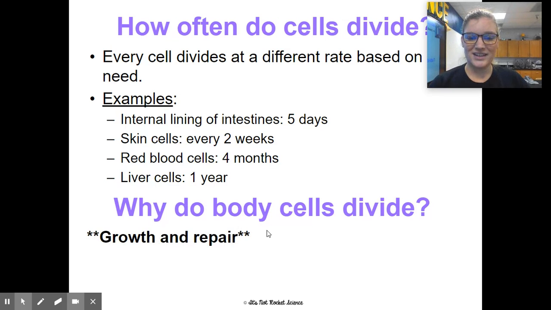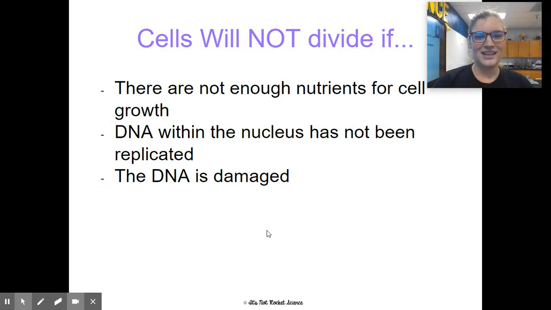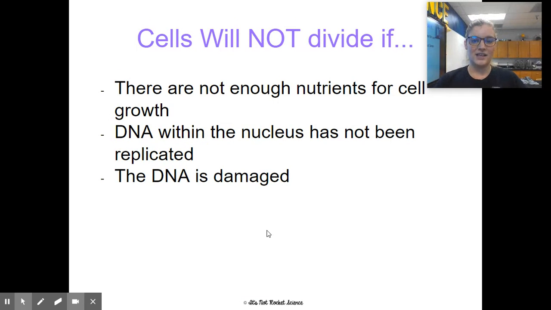And why do we divide? For growth and repair. We don't just grow our cells bigger. They stay small and they stay tiny. And that helps us so that we can have things move in and out of our cells, but also if something happens to it, we aren't left with a gaping hole, and you can't feel cells exploding on your skin. And now cells are not going to divide if we don't have enough nutrients for cell growth, or if we haven't replicated the DNA in the nucleus. And if the DNA is damaged, the cell will also decide it is not going to divide.